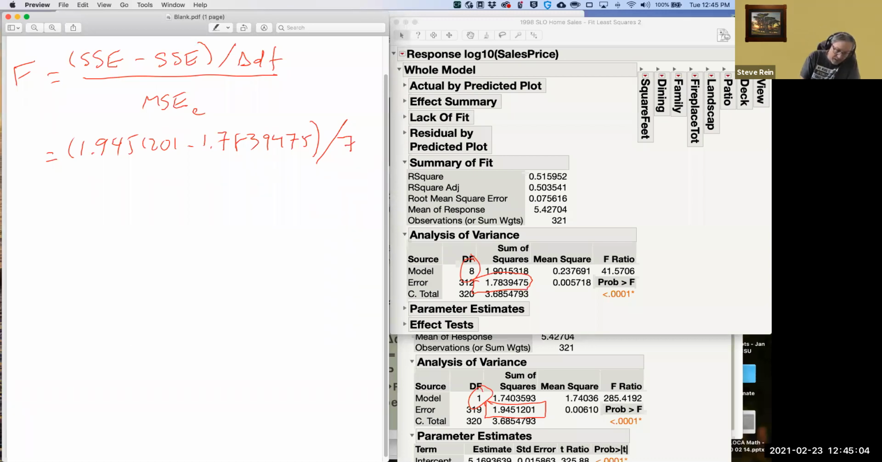We're going to divide that through by the mean square error for the complete model. That's the model with all of the terms in it, all 8 terms. And that's 0.0057818.